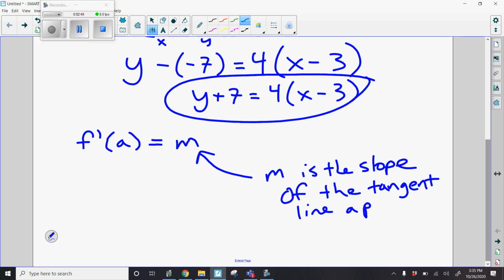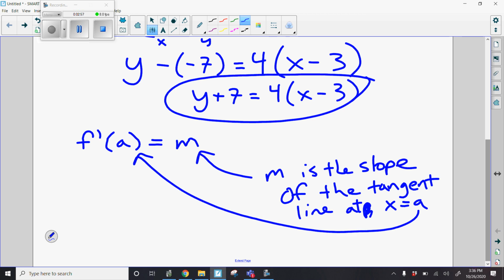at x equals a. Okay. So if I told you f prime of 3 is 10, that means when x is 3, the slope of the tangent line would be 10. Okay? So using that, let me show you an example of a problem that you might have to solve.